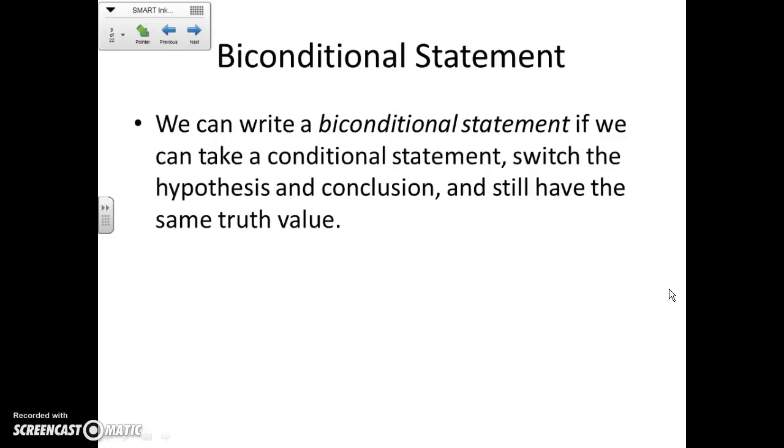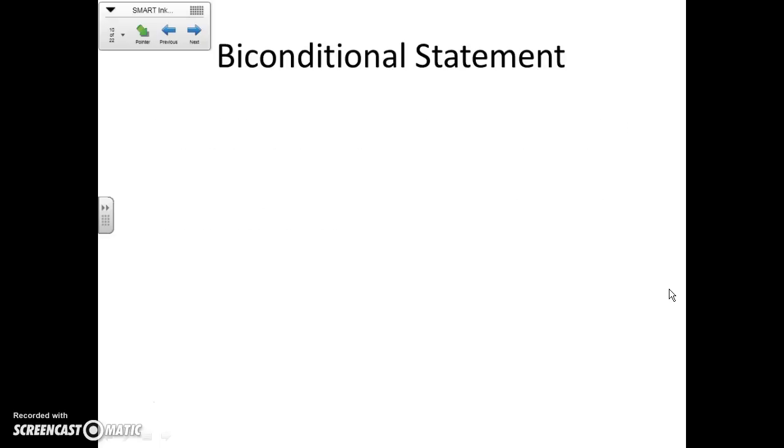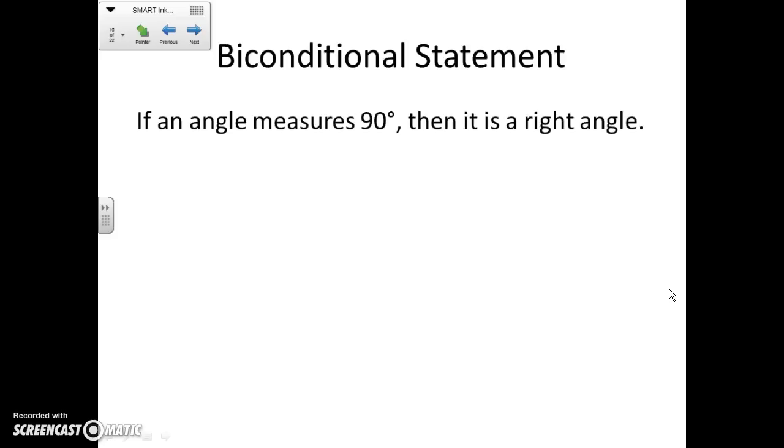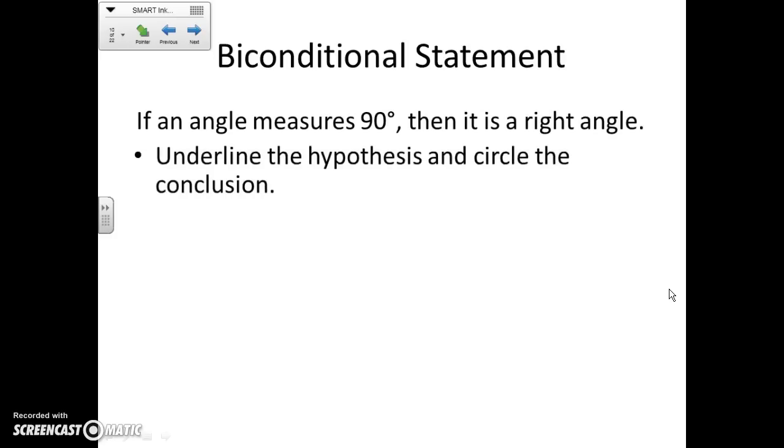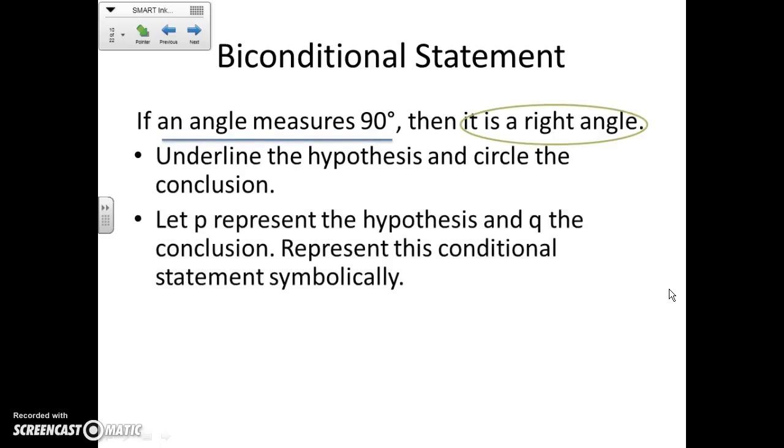We can write biconditional statements when we're able to take a conditional statement, switch the hypothesis and conclusion, and still have the same truth value. So, for example, if an angle measures 90 degrees, then it is a right angle. That's a perfectly lovely conditional statement. I'm going to start off by identifying my hypothesis and my conclusion, just like we did before. Then I'm going to let P represent the hypothesis and Q the conclusion, and I'm going to represent it symbolically.